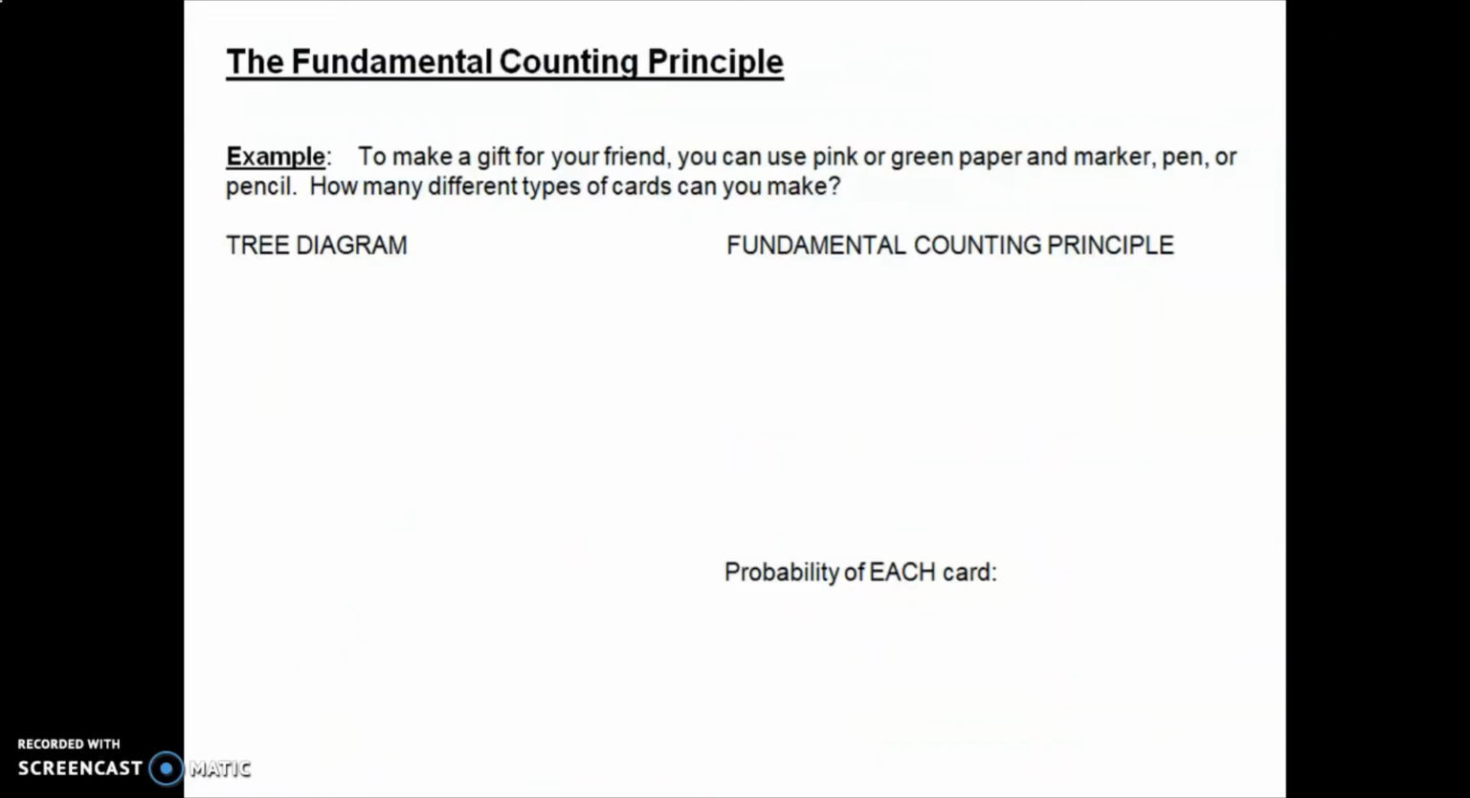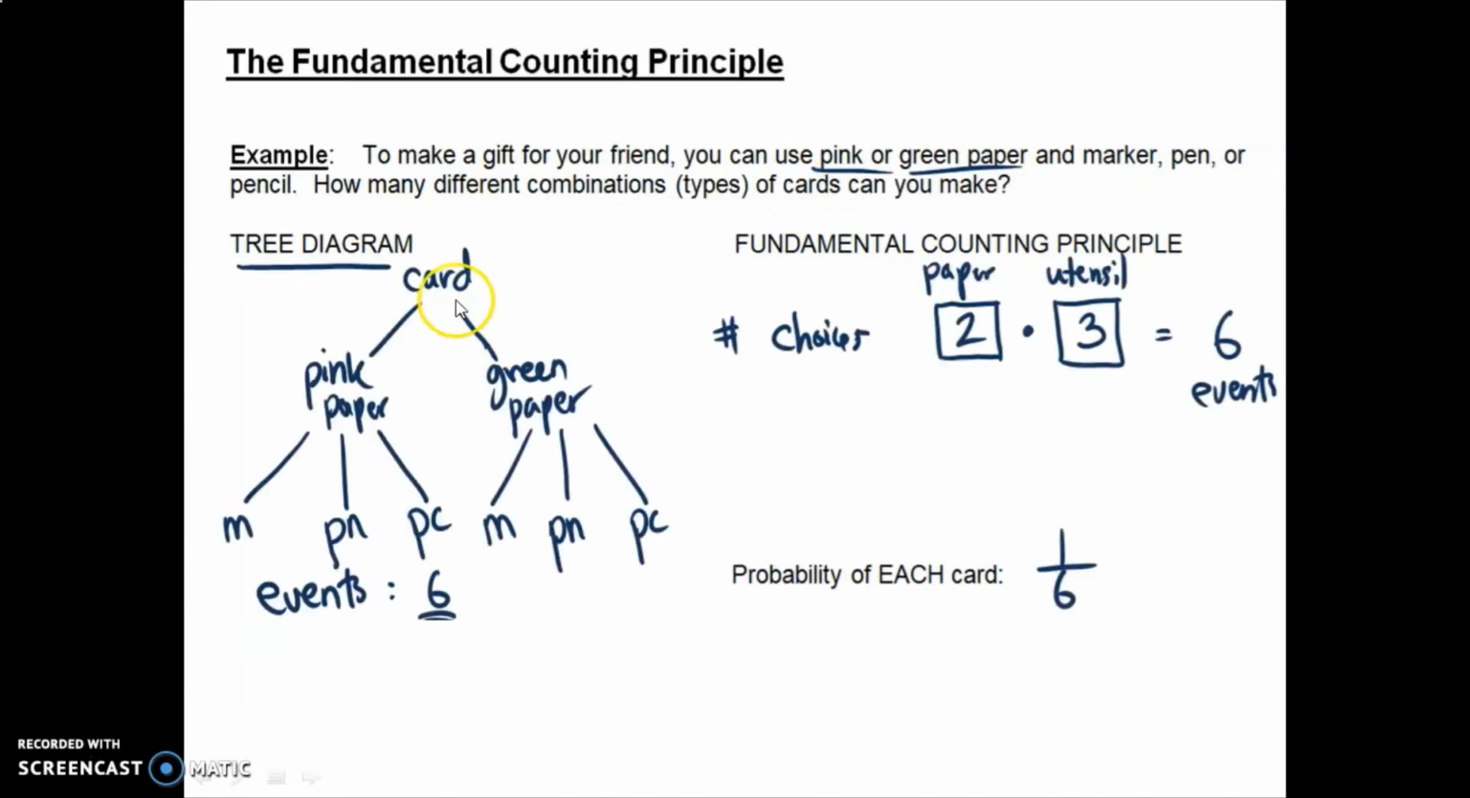This is called the fundamental counting principle. Here's an example. To make a gift for your friend, you can use pink or green paper and marker, pen, or pencil. How many different types of cards can you make? So a tree diagram for this could look like this. You're making a card, you have a choice of paper first, pink or green, and then after you've chosen paper, you can choose marker, pen, or pencil.